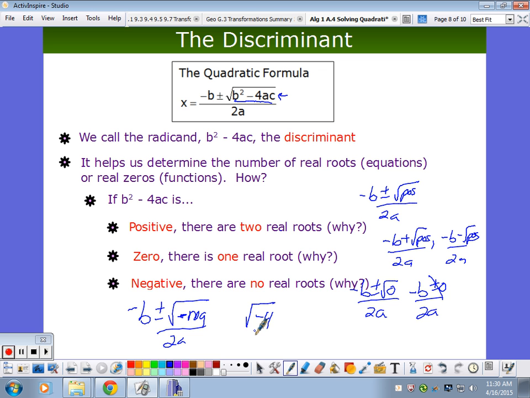What is the square root of negative 4? What number times itself is negative? None of them. So it's like garbage comes out, like crazy stuff. Can't do it, no real solution.